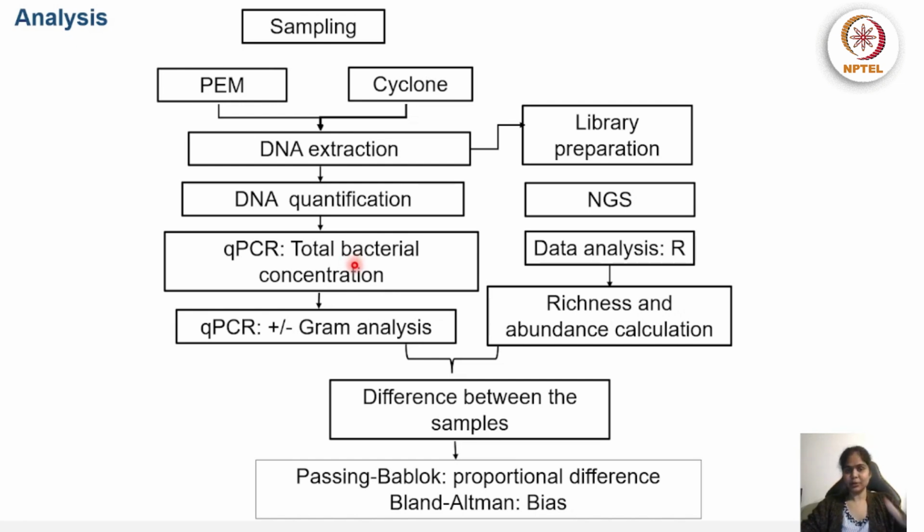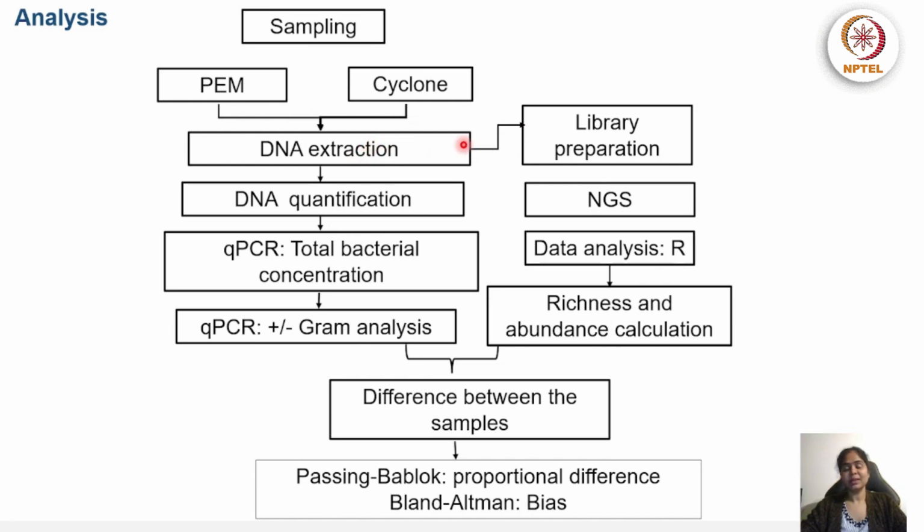This study is a continuation of a previous study. In the previous study, we found that fungal concentration is way too less compared to bacteria. That is the reason that we chose only bacteria here. So the concentration was calculated based on qPCR. After concentration, we wanted to see how the gram positive and gram negative bacteria concentrations are, and what's the change in concentration between the samples. So this is the quantification technique.